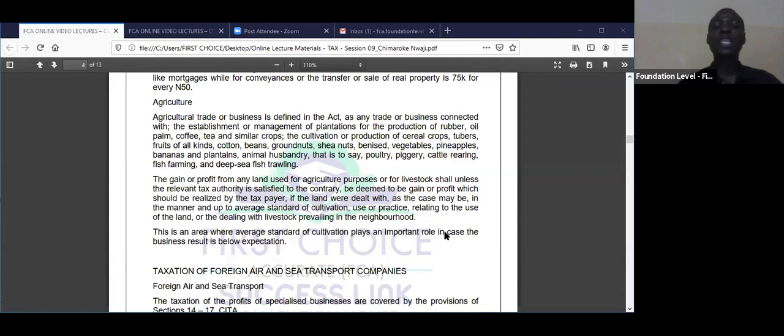Now, the gain or profit from any land that is used for agriculture purposes or for livestock shall, unless the relevant authority is satisfied to the contrary, be deemed to be gain or profit which should be realized by the taxpayer if the land were dealt with in a manner and up to average standard of cultivation. What they're saying is that you are still going to pay tax. So in all of these I just mentioned, there are not going to be calculations. We are just going to be seeing what is applicable. So I want you to study this agriculture, what agricultural business involves, what real estate business involves, what kind of tax is involved here.